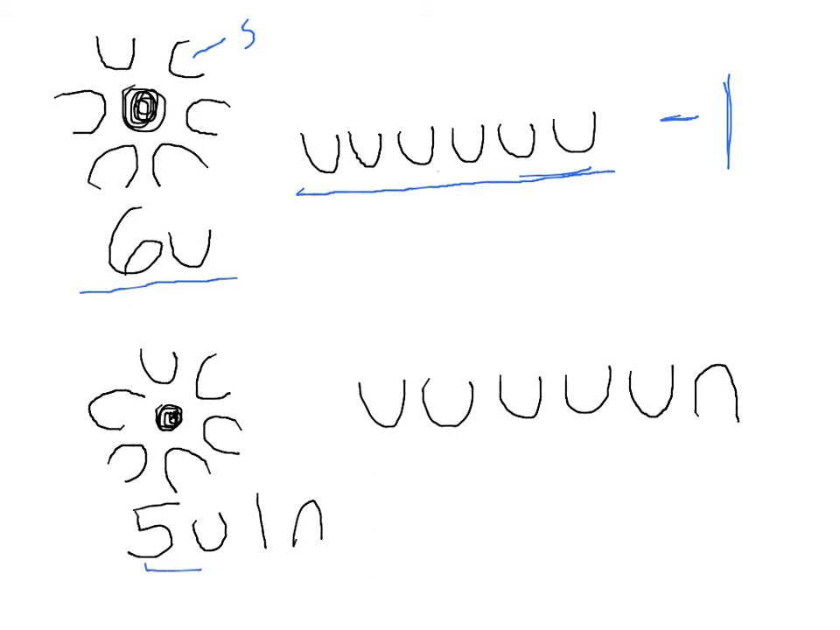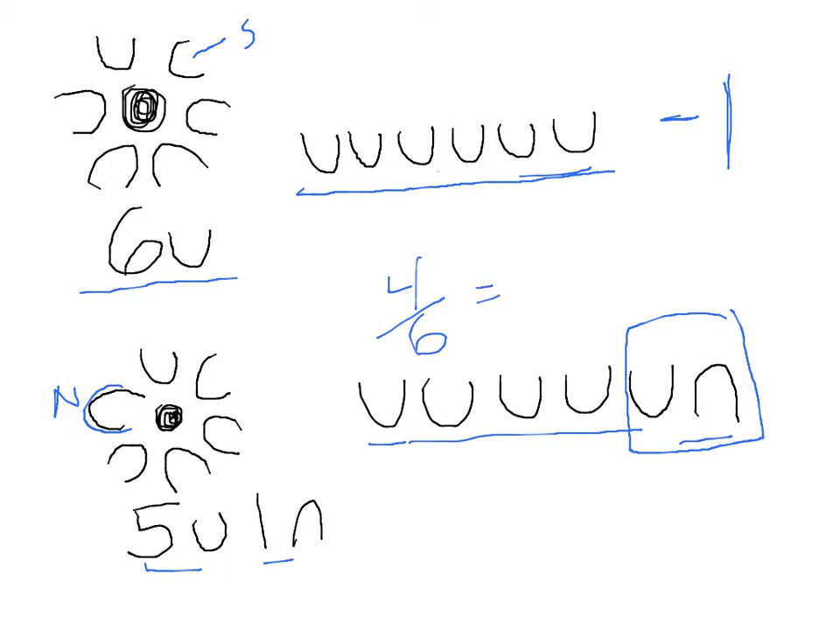Now in the case where we have 5U and 1N, we've taken one of the U's and swapped it so that it's positive orientation here. We could write 5 U's and 1 N. Now notice that the 1 N and 1 U can cancel out, so that we have a total of 4 out of 6 that are negative. And we're going to define this as a -2/3 charge.